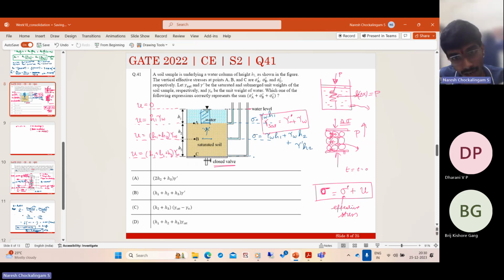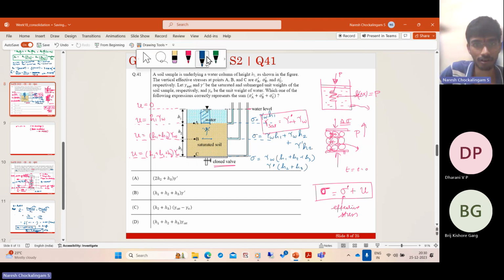And what is the total stress here? The total weight of the water is gamma W into H1 plus H2 into H3, and the effective weight of the soil. If the soil is saturated and the water table is not there, then you should use the saturated unit weight. But you have soil submerged under the water, so there's a buoyant force, so you use the submerged unit weight, which is H2 plus H3.